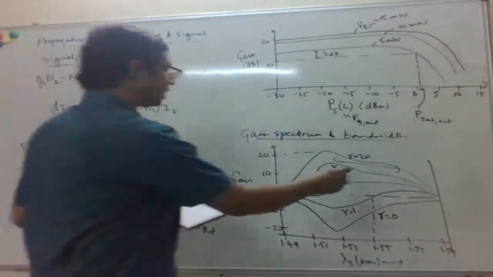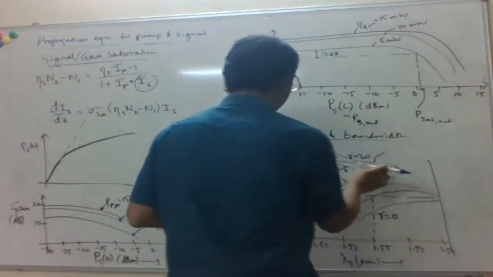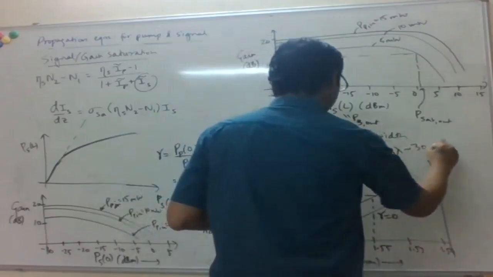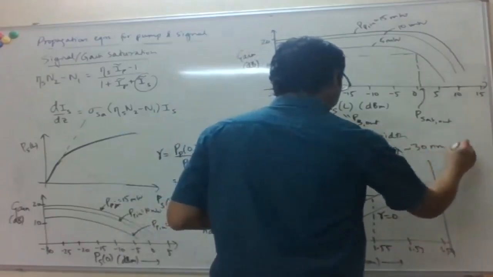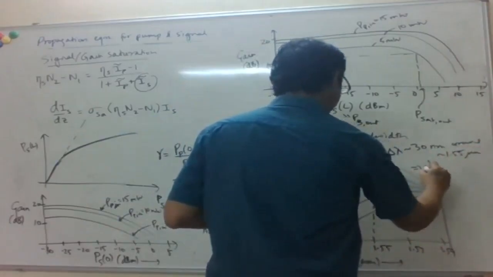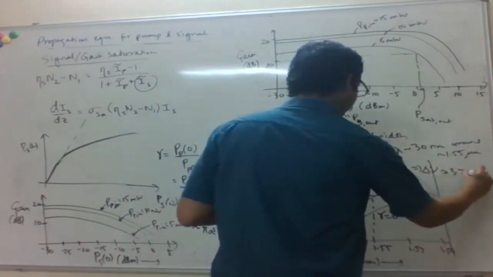Okay, so the spectral bandwidth here typically, if you take like a 3 dB gain bandwidth or something, this delta lambda is about 30 nanometer, around let's say 1.55 micron. So in terms of frequency, this corresponds to about 3.7 terahertz.